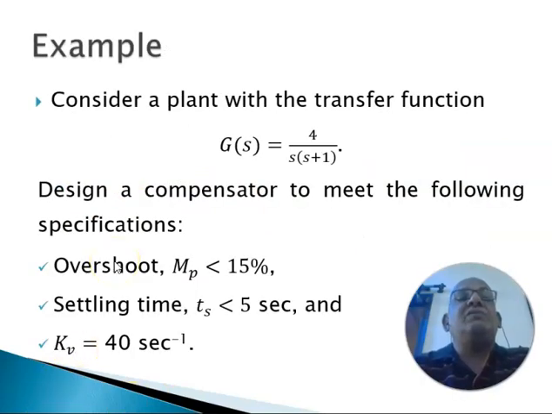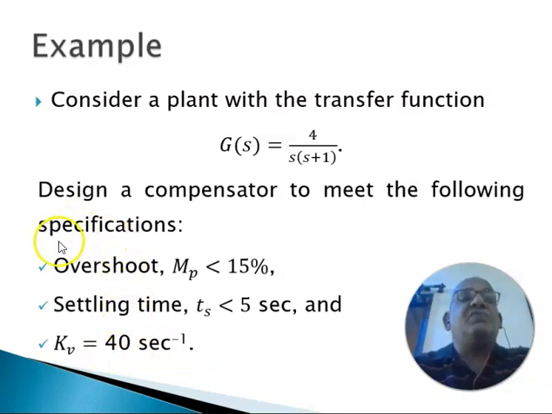As an example, we'll consider a plant with the transfer function given over here. It's a type 1 system. We need to design a compensator using Bode plot in the frequency domain to meet the following specifications. Overshoot to be less than 15%. Settling time should be less than 5 seconds, and the velocity error constant should be around 40 second inverse.